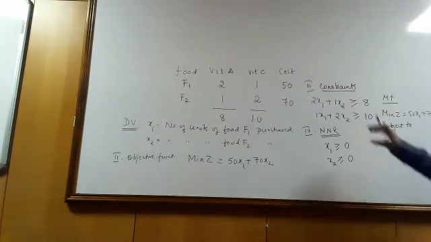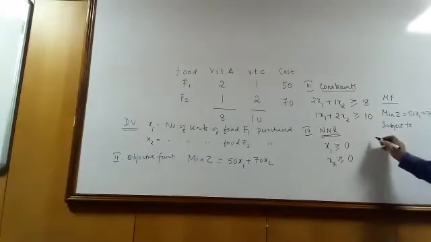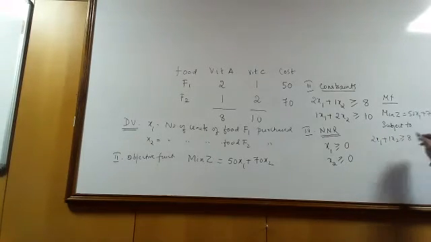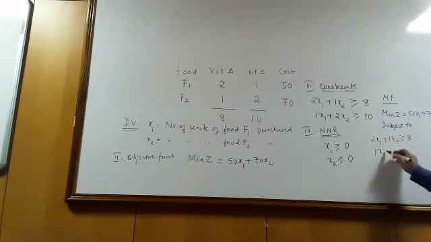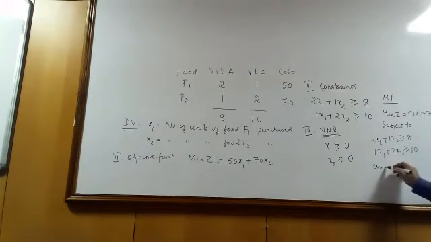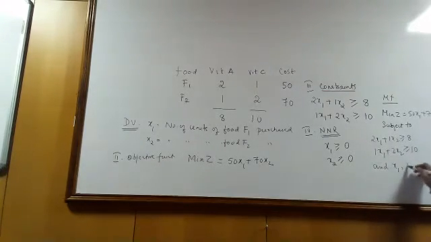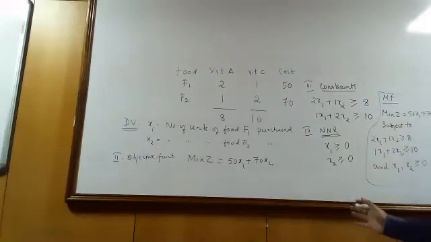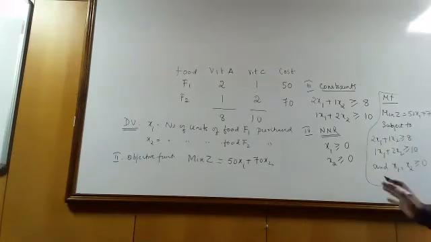Which are the following conditions? The two constraints: 2x1 plus 1x2 greater than or equal to 8, and the second condition, 1x1 plus 2x2 greater than or equal to 10. And finally, the non-negative restriction, that is x1, x2 greater than or equal to 0. This is called the mathematical form. We are not doing anything extra. We are just rewriting the values without taking the decision variables or putting any headings.